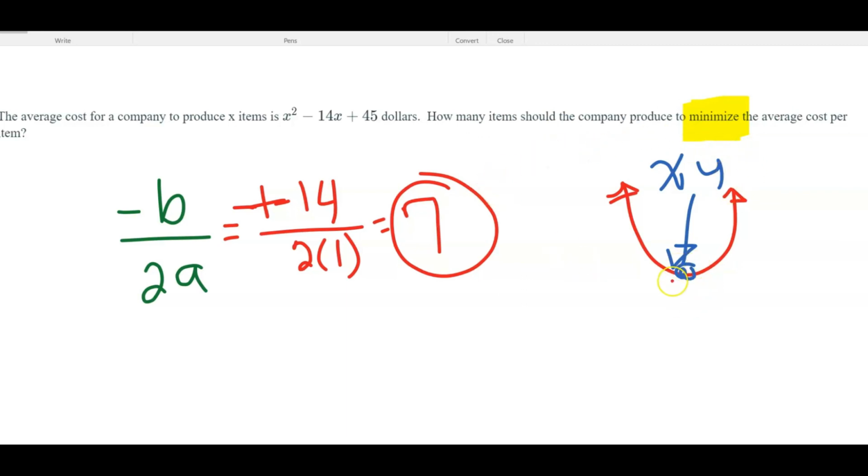All right, so that is how I would figure that out. You could put it in Desmos and actually graph it. But 7 is the lowest x value that I can plug in. It's going to give me the lowest y value. Or, I'm sorry, the lowest average cost.